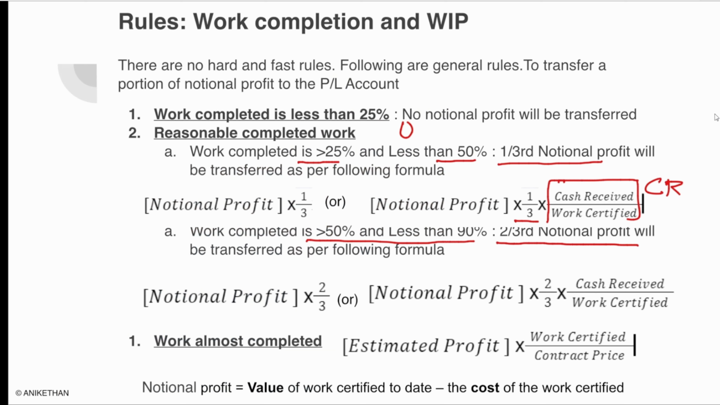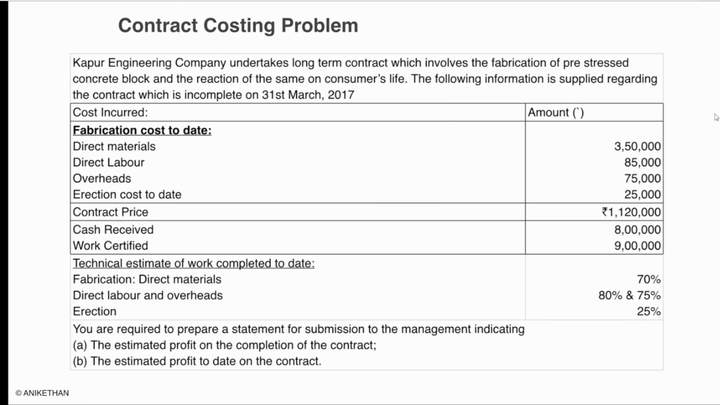And the third is work almost completed. In that case, the estimated profit into the work completion ratio is considered and that is transferred to the P&L. Here, what is notional profit? The notional profit is nothing but value of work certified minus cost of work certified. So we will understand this when we prepare a contract account. Now pause for a moment and read this problem statement.